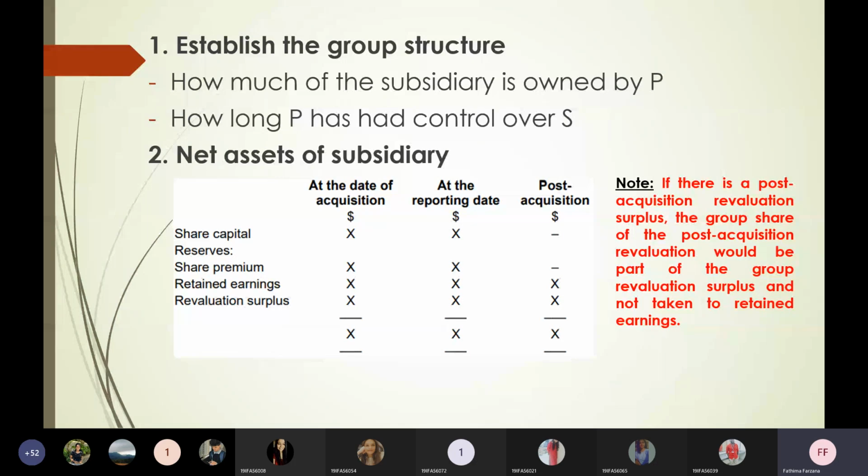While doing the problem, you'll understand better. So coming to the note, if there is a post-acquisition revaluation surplus, the group share of post-acquisition revaluation would be part of the group revaluation surplus.